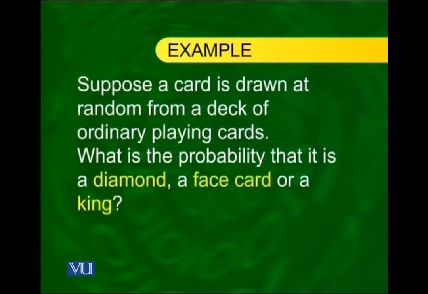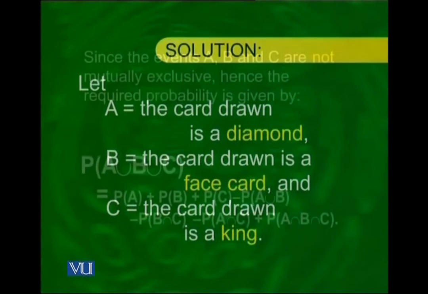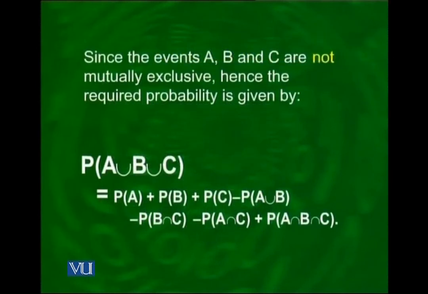Suppose that a card is drawn at random from a deck of ordinary playing cards. What is the probability that it is a diamond, a face card, or a king? Now, students, in order to solve this question, let us denote by A the event that the card drawn is a diamond, and let B denote the event that the card is a face card, and let C be the event that the card is a king. Now, what we need to find is probability of A union B union C.